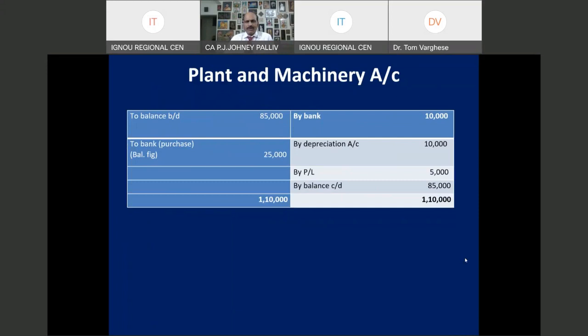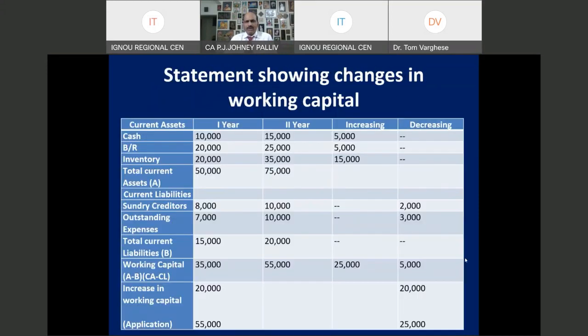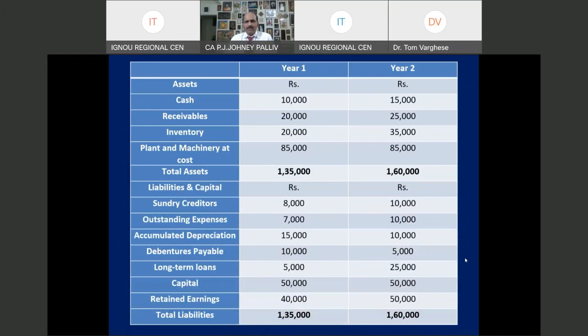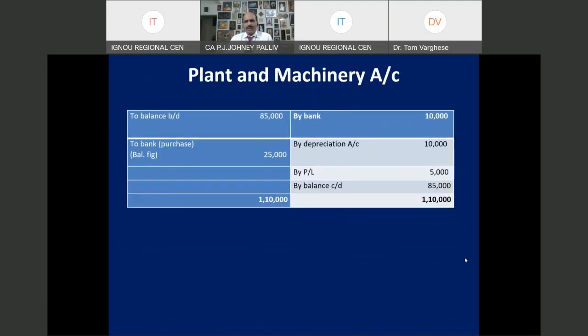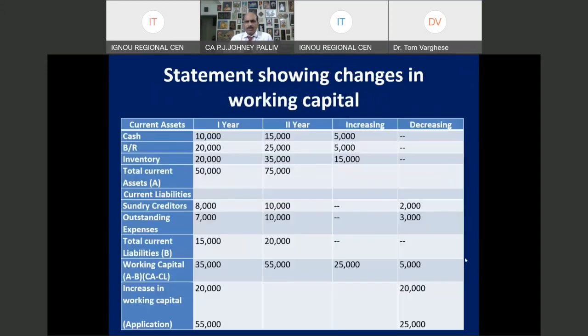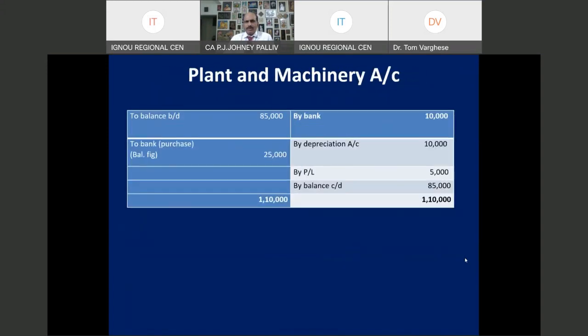You will be wondering from where I got this figure. You can see the balance sheet. In the plant and machinery account, opening balance 85,000, closing balance 85,000. The same figure I have taken here: opening balance of plant and machinery 85,000 debit balance, and closing balance of plant and machinery 85,000 debit balance.